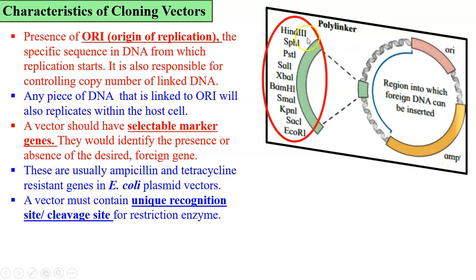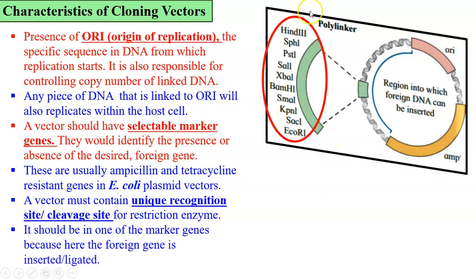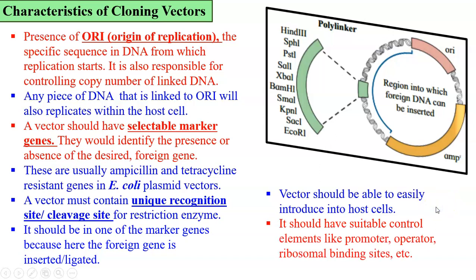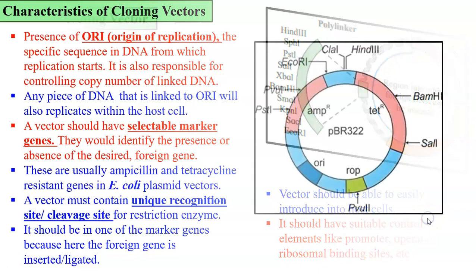A vector must also contain unique recognition sites. We have seen many recognition sequences getting cut with blunt ends or sticky ends. So these are all the recognition sequences. At least a few are expected to be present in the cloning vector, and they should preferably be in the selectable marker gene. These recognition sites should be within the marker gene. Besides that, the vector should be able to easily enter the host cell. It should have suitable control elements like promoter, operator, ribosomal binding sites, etc.